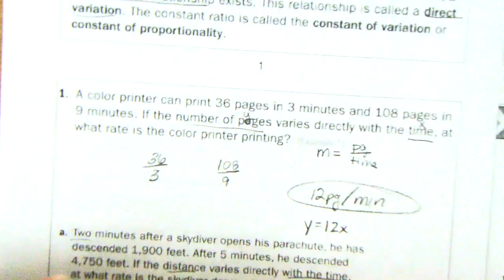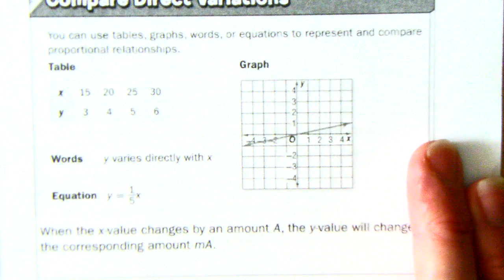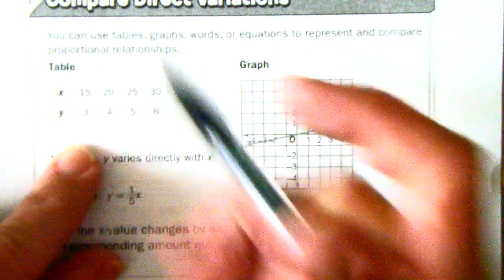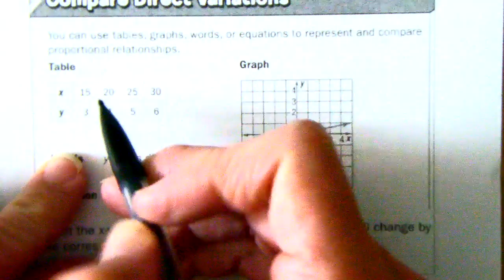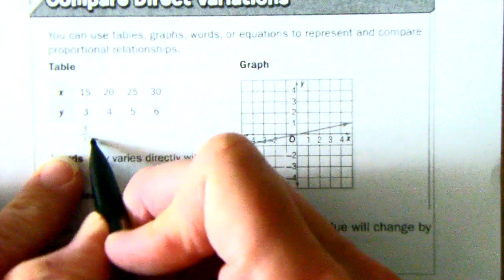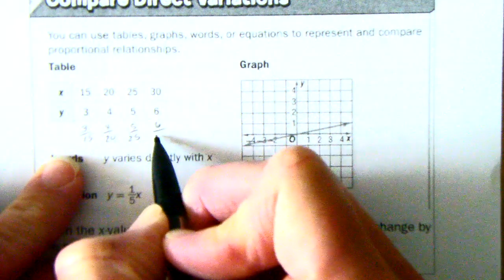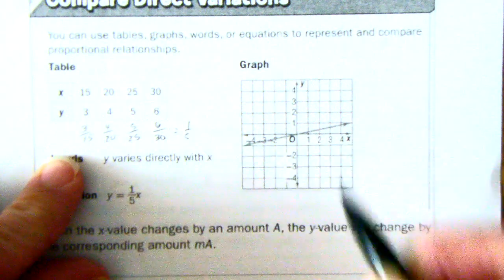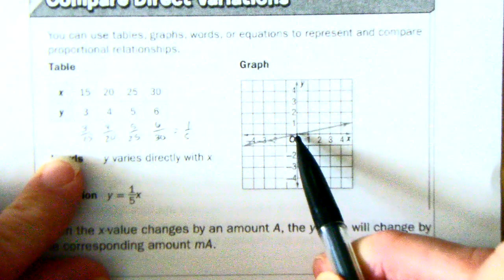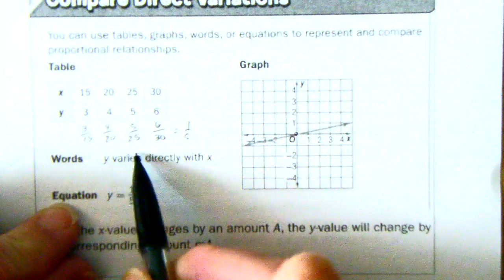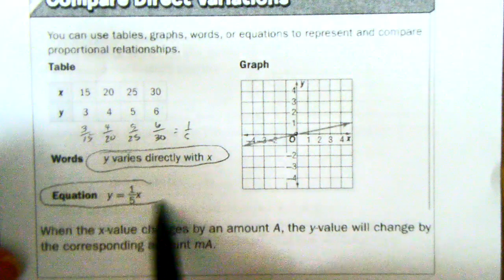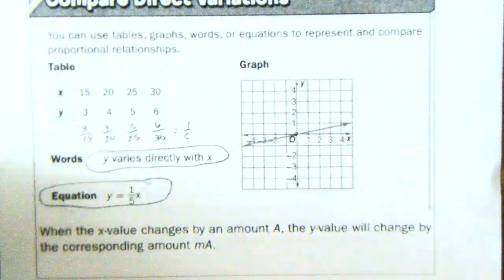Okay, so we've seen it in a table, we've seen it on a graph, a line that goes through the origin, and we've seen it in words. So right here are the 4 ways we can represent a direct variation. With a table, notice this one has a constant of variation: 3 over 15, 4 over 20, 5 over 25, and 6 over 30. Those all equal 1/5. We can show it with a graph, a straight line that goes through the origin. We can write it in words, or you can write an equation. Those are the 4 different ways.